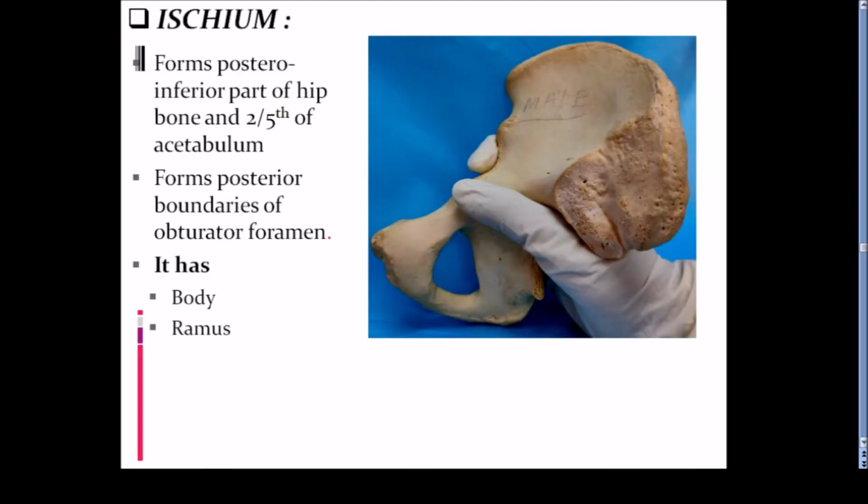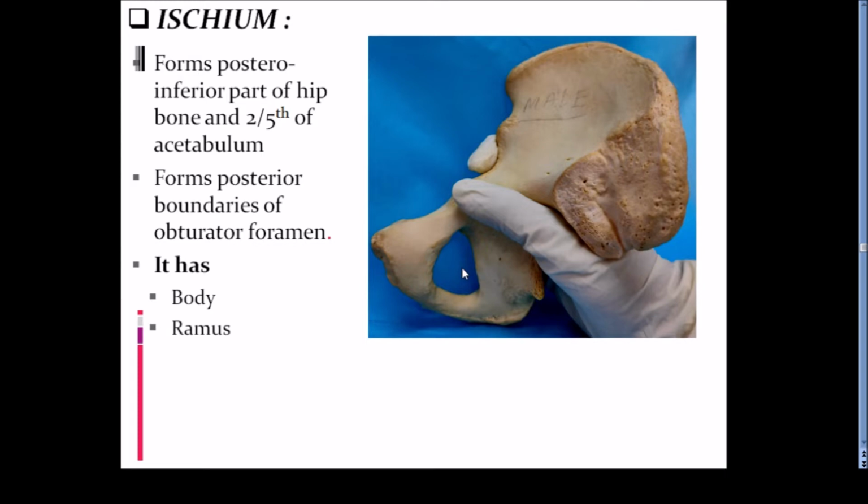Now the third part of hip bone, that is ischium bone. Ischium bone is one of the ventral components of the hip. It forms the posterior-inferior part of hip bone and 2/5 portion of the acetabulum. It forms the posterior boundary of the obturator foramen.